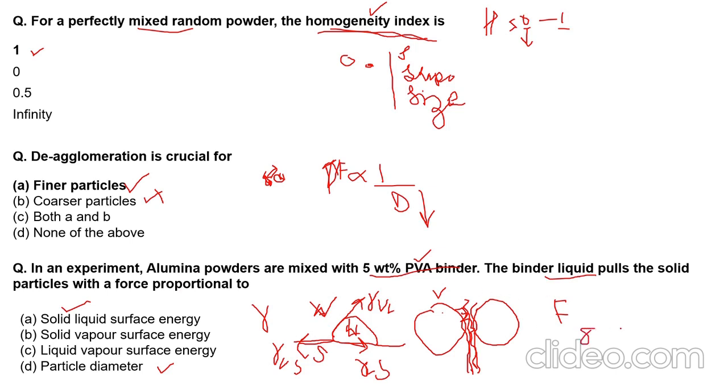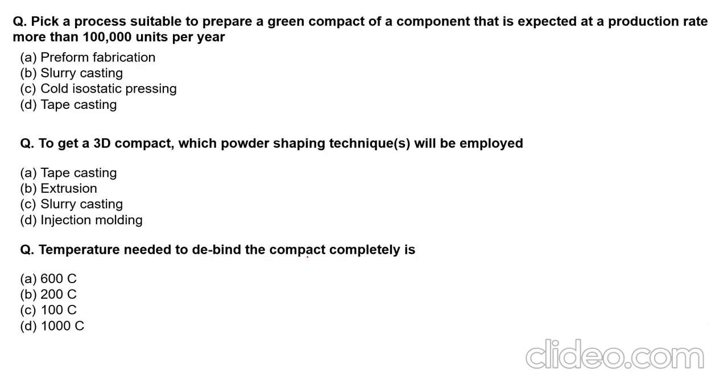But when you are talking about the binder and the forces proportional to it, you might have seen an equation that says the strength of this binding is directly proportional to your liquid vapor interface and the diameter of the particle. There are some other factors like porosity and everything, but this is the surface interface between the liquid and the vapor. So the right answer is liquid vapor surface energy and particle diameter are the influencing factors when you're talking about mixing or binding of the powders. The binding strength will be determined by the liquid vapor interface and the particle diameter.